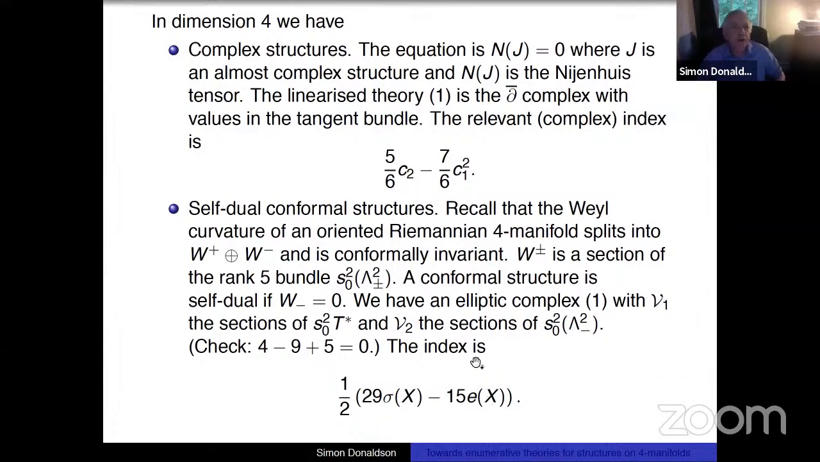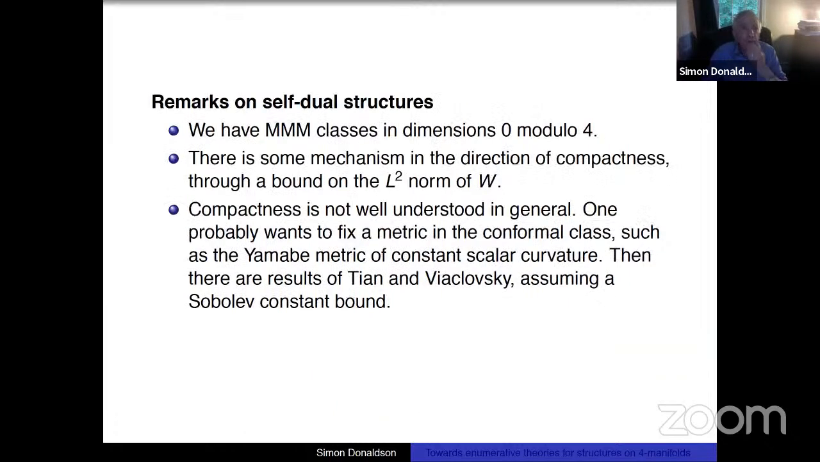Maybe I should have said, going back to the first case, we write C2 and C1 squared. Those are just the notation for the Chern numbers of our complex surface. So I don't run out of time.